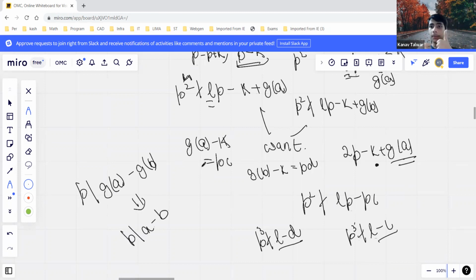We have that this implies P divides A minus B. Clear? Just because it's repeating the exact same argument again. That is again, we have P divides G of N plus A, P divides G of N plus B, subtracting. Perfect? Clear to everybody? So good. Now we just choose A and B to be consecutive.